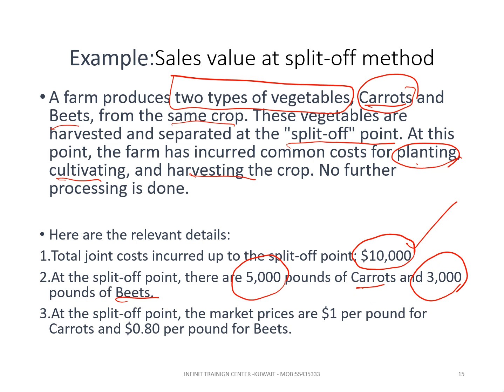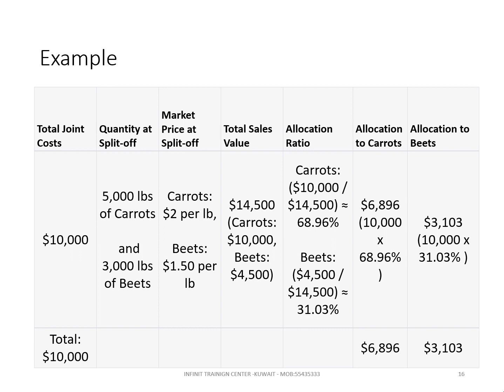Okay, and at split off point, the market price of carrot is $1 and market price of beet is $0.8. Okay, so now how are we going to calculate? Again, it is easy. This is the total cost. This is what we have to allocate between carrots and beets. And here we have 5,000 lbs of carrots produced and 3,000 lbs of beets produced.